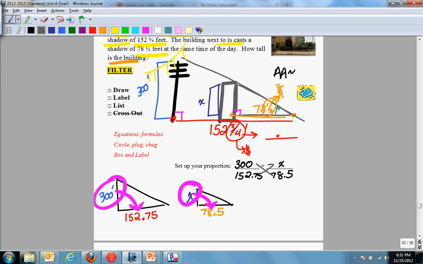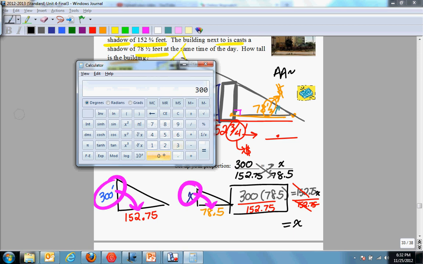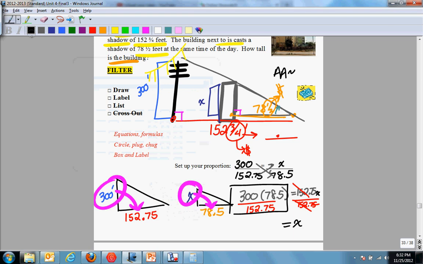78.5. Cross multiply. And I get 300 times 78.5 equals 152.75 times x. I'm going to divide by 152.75. So I see x is going to equal this right here, 300 times 78.5 divided by 152.75. So we're going to go 300 times 78.5 and then divide by 152.75. And I get the height of my building, which is 154.2 feet. x is 154.2 feet. Check your answer, check my answer, see if you were accurate.